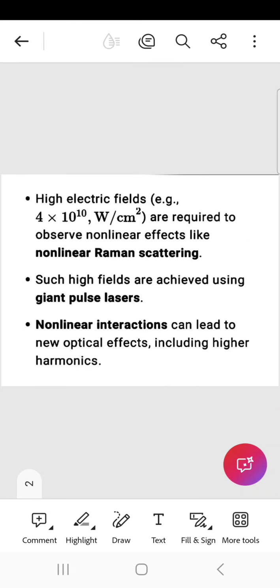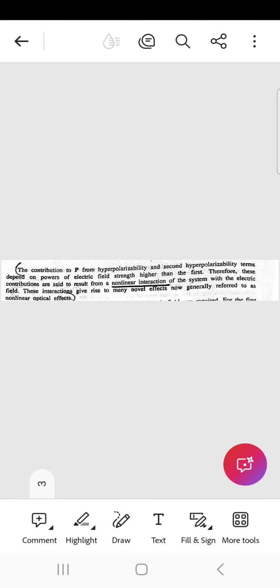High electrical fields, for example 4 into 10 raised to 10 watt per centimeter square, are required to observe nonlinear effects like nonlinear Raman scattering. Such high fields are achieved using giant pulse lasers. Nonlinear interaction can lead to new optical effects including higher harmonics. The contribution to P from hyperpolarizability and second hyperpolarizability terms depends on powers of the electric field strength higher than the first. Therefore, these contributions are said to result from a nonlinear interaction of the system with the electrical field.